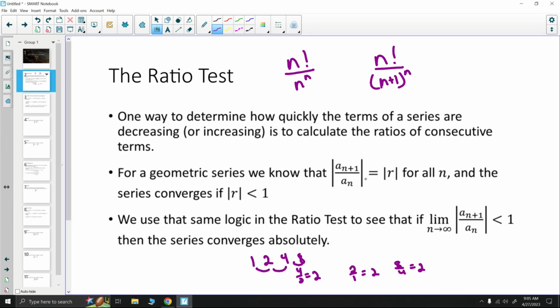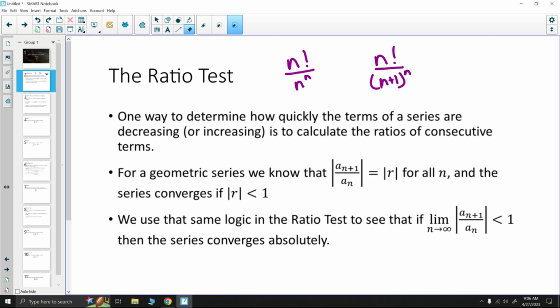And if we take that absolute value and find some r here, this common ratio, as long as the absolute value of r is less than 1, it converges. That was the concept of geometric convergence. So we use that same logic now for our ratio test. What if we took the limit as n approaches infinity of any sequence we might have, a sub n plus 1 divided by a sub n, and if we could show that this is less than 1, then because of this absolute value, the series would converge absolutely, which is a really strong statement.